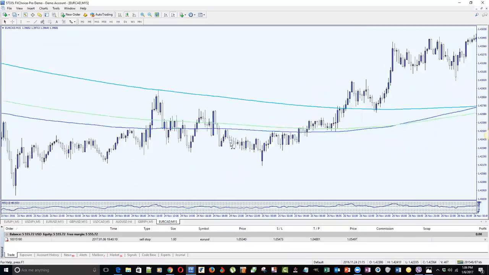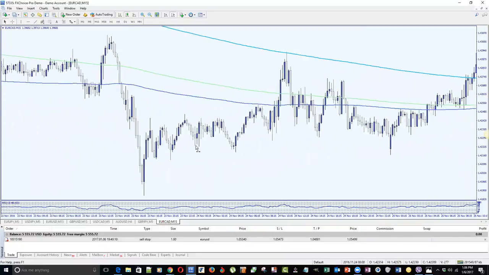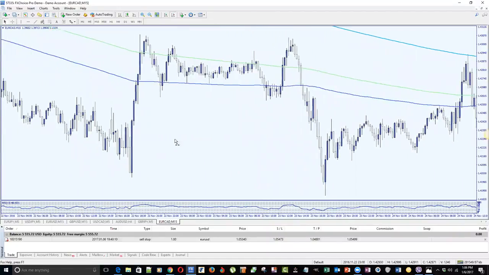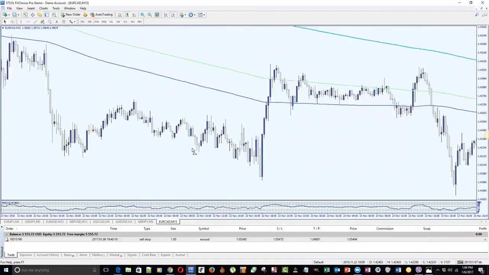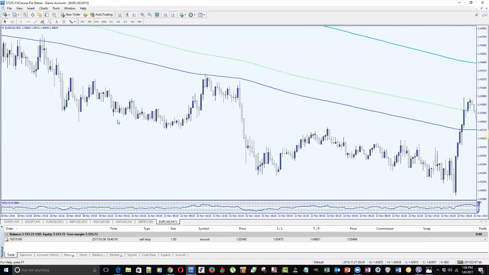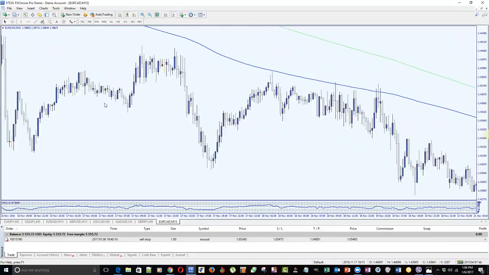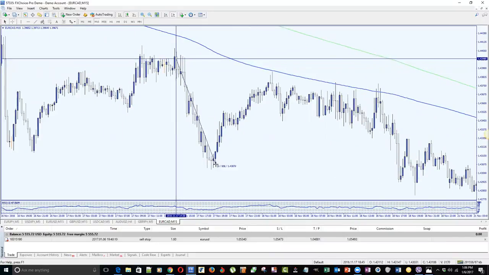All right? So use it wisely. Become familiar with it. Play around with it. Become familiarized with it. And just basically base your trades off of more than one confirmation, not just the rule.